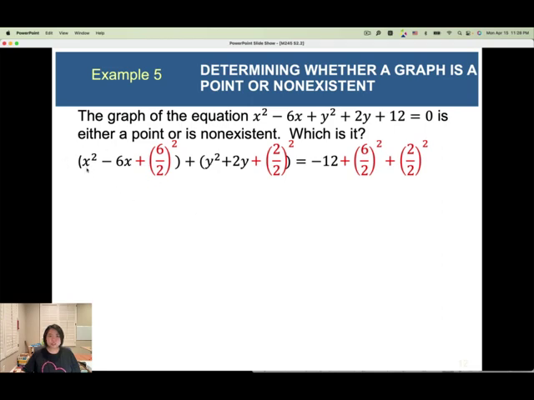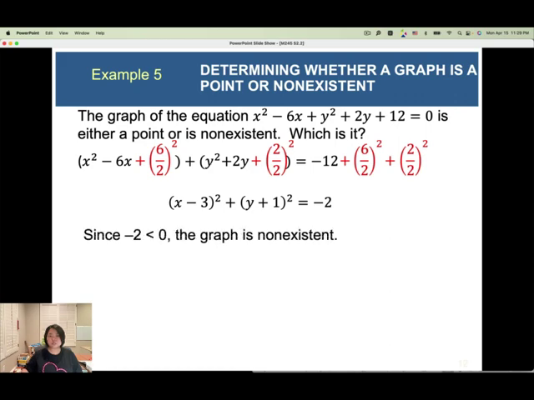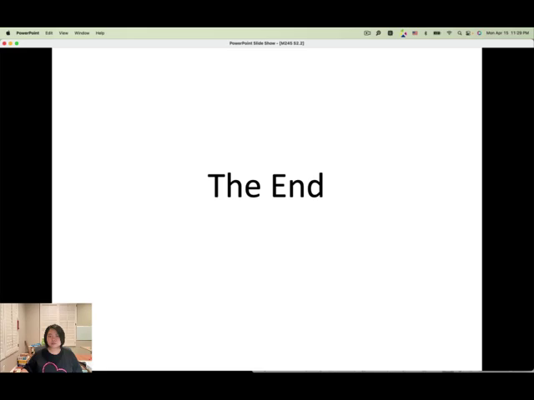Now we're going to factor out, so x minus 3 squared. And this is going to be y plus 1 squared. Okay, now on the right hand side, that will be negative 12 plus 3 times 3, negative 12 plus 9, and then plus 1. So which is going to be negative 2. Okay, when your c is less than 0, that means there's no radius, right? Radius cannot be negative. So we're going to say the graph of this equation is non-existent. That's it.